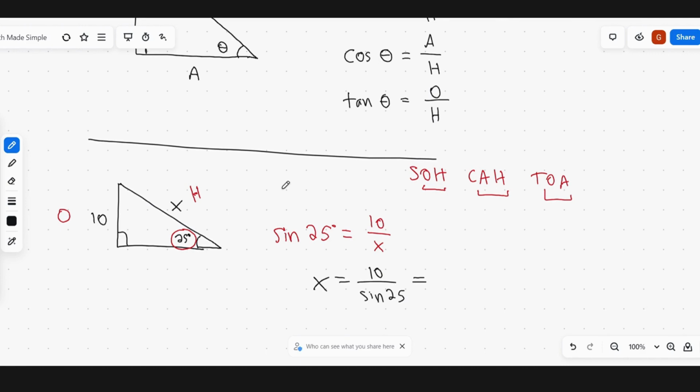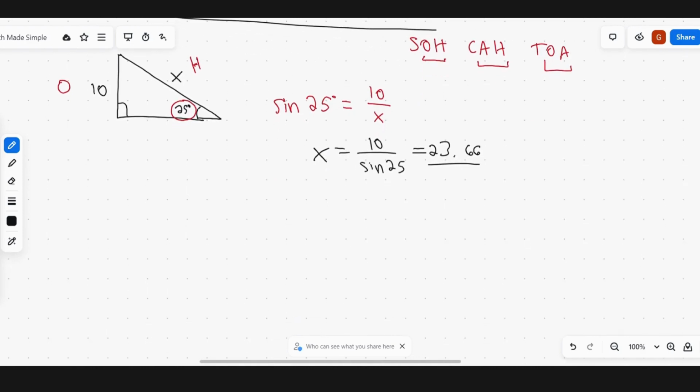And if you plug that into your calculator, make sure you're in degrees and not radians for your mode. You're going to get something along the lines of 23.66. So not too bad. These are definitely calculator problems.